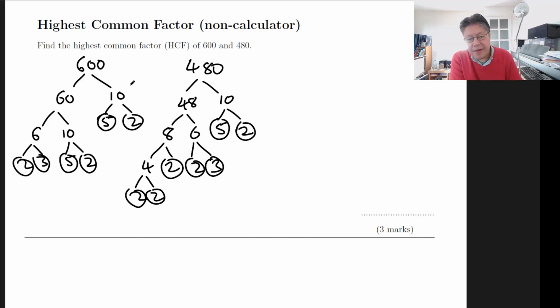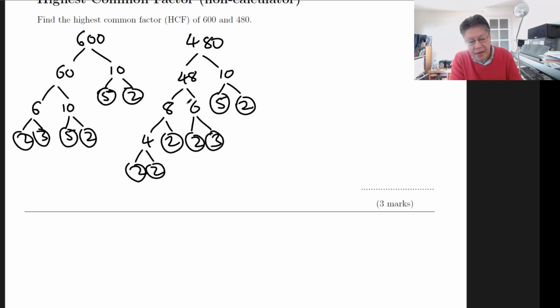Okay, so that's the factor trees. Sometimes people do Venn diagrams, but the Venn diagrams aren't actually necessary for this method. We can just go straight to the highest common factor now.